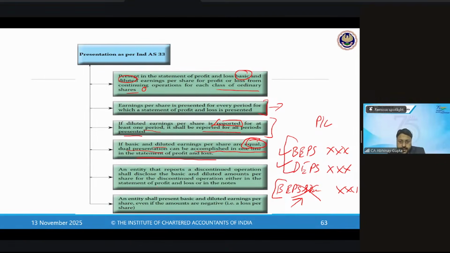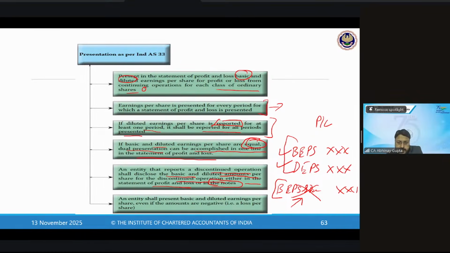An entity that reports a discontinued operation shall also disclose the basic and diluted earning per share for discontinued operations either on the face of the P&L or somewhere in the notes to accounts. Clear? Clear. So discontinued operations EPS is not required to be presented mandatorily on the face. It can be presented in the notes to accounts.